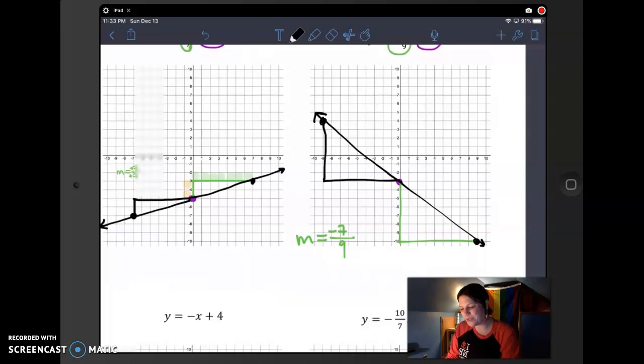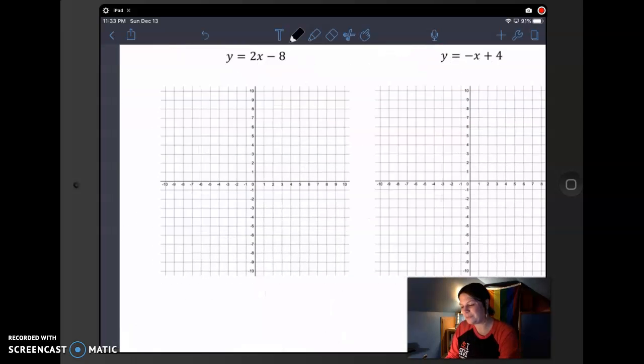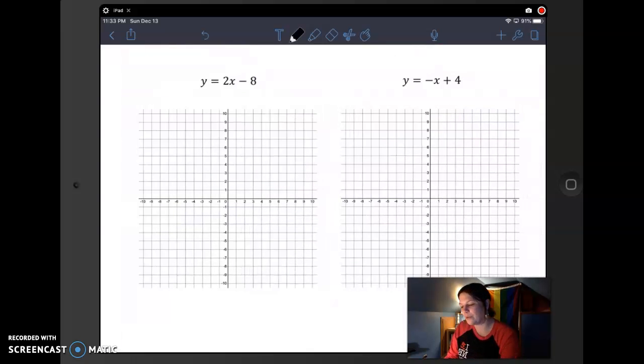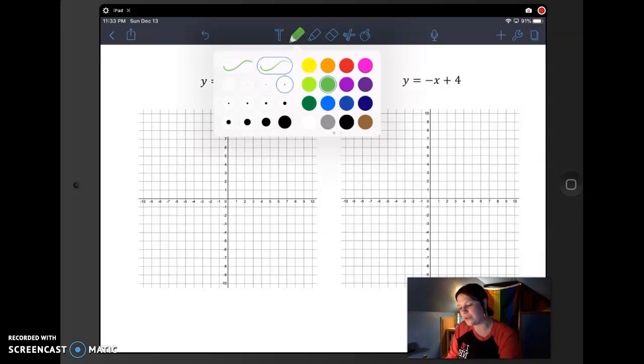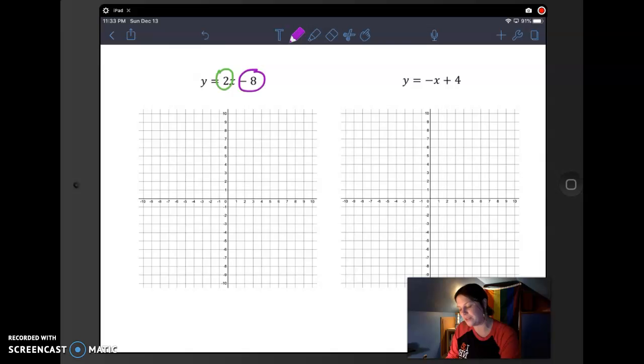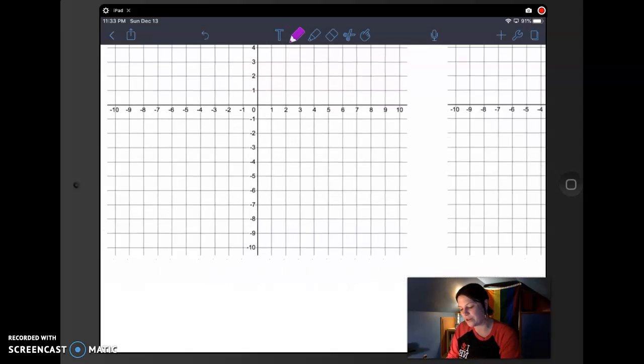Okay, we got lots more to do. Let's take a look. This one is a little tricky. We're going to still follow that same strategy. We're going to circle the slope. We're going to circle the b value. Okay, let's get started. We got the slope. B value goes at -8. And now here's the tricky part. Our slope is just a 2.